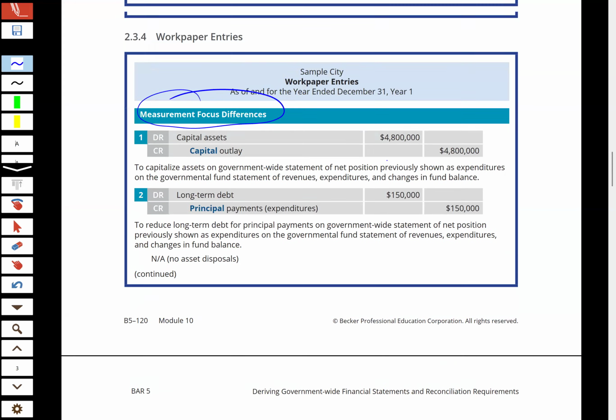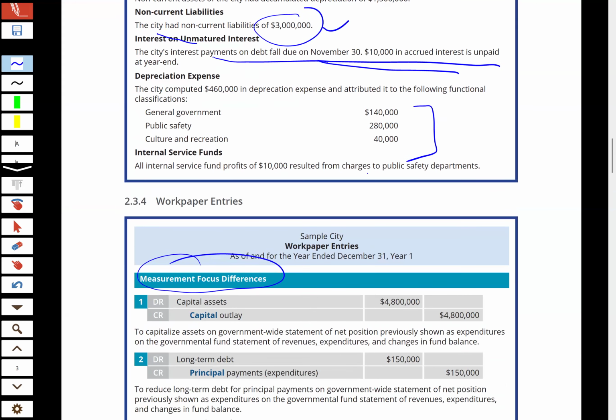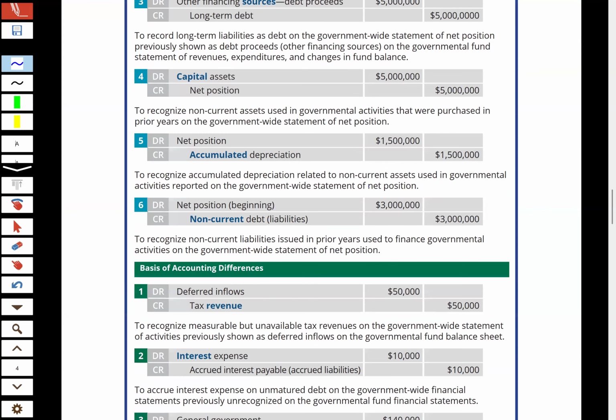Now we start using some of that other information up here where we had, at the beginning of the year, assets of 5 million, non-current liabilities of 3. So we debit our capital assets for the 5, credit net position, because remember, assets minus liabilities generate net position. If you increase your non-current capital assets, then your net position is going to increase in order for the statement of net position to still balance, for the balance sheet to balance.